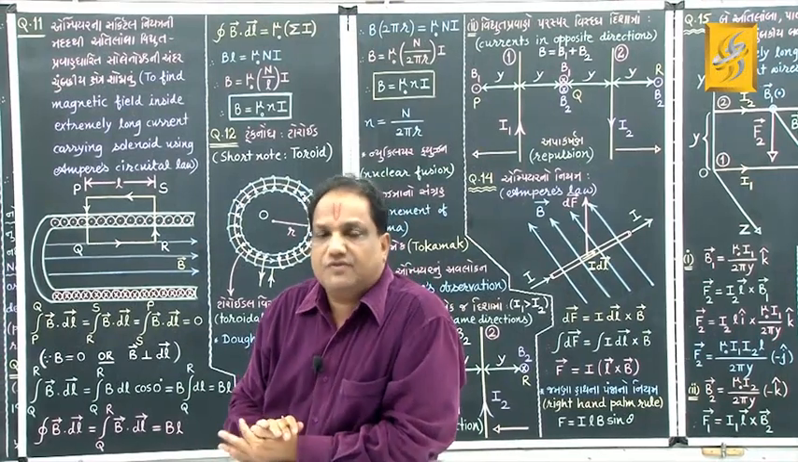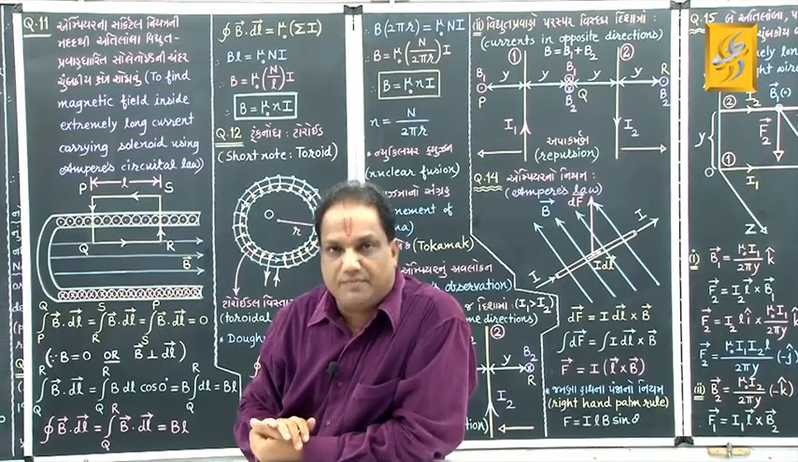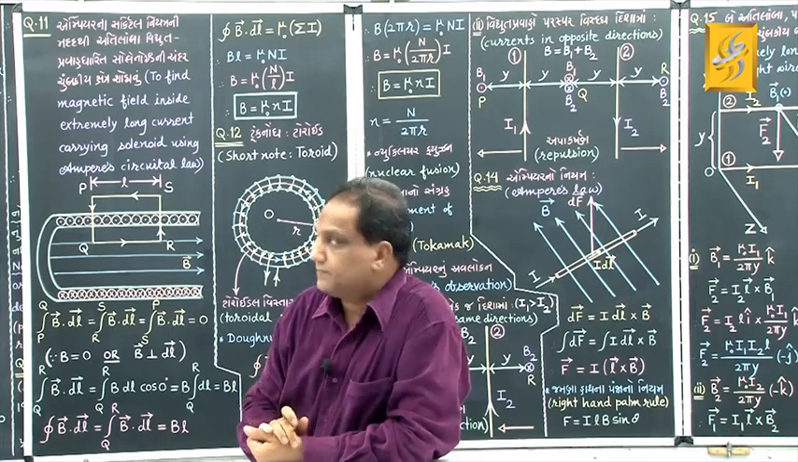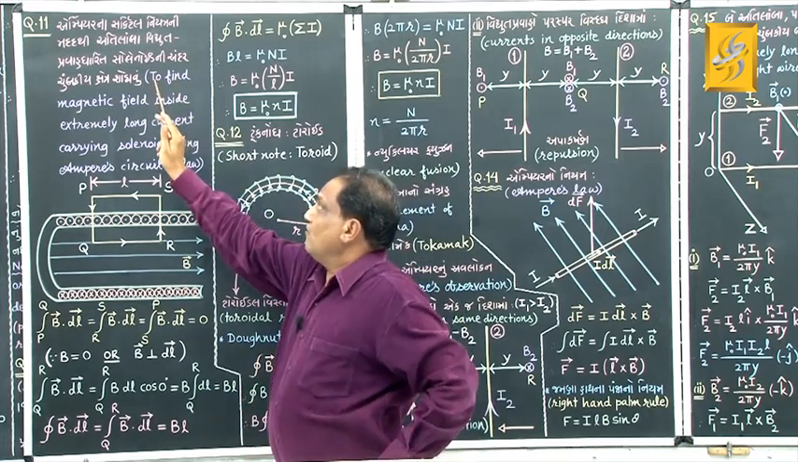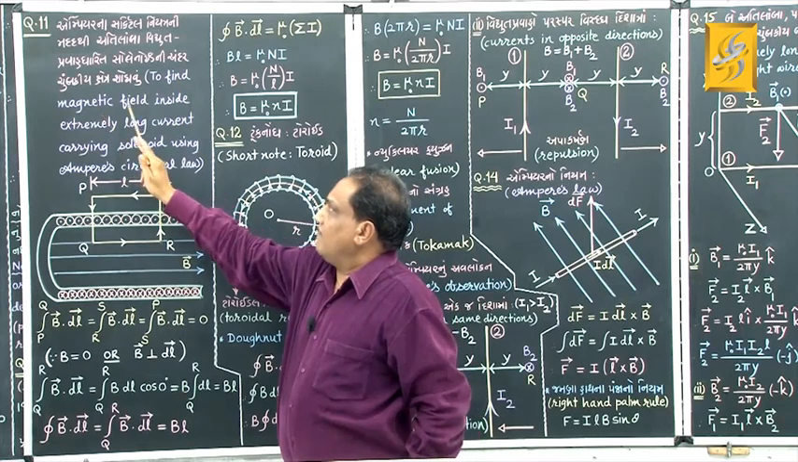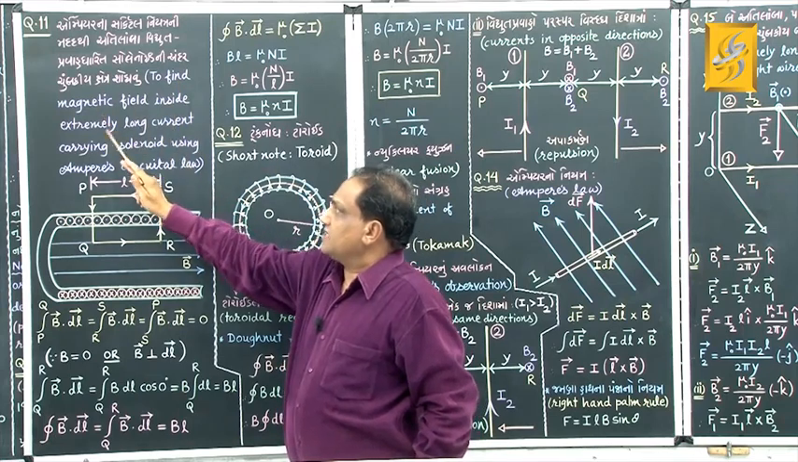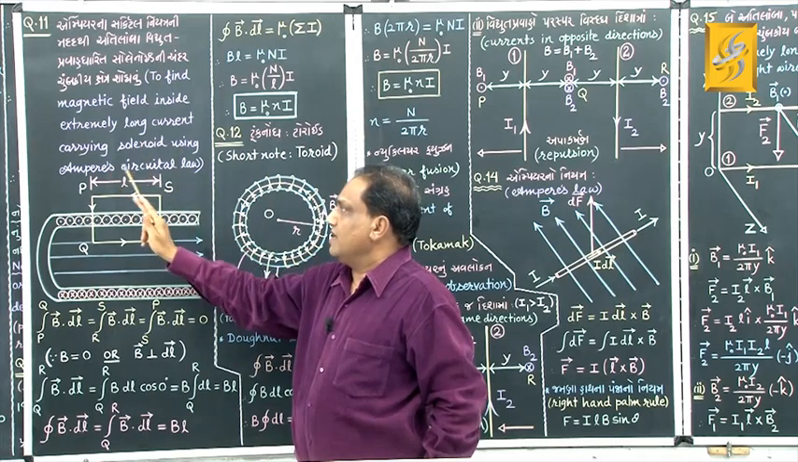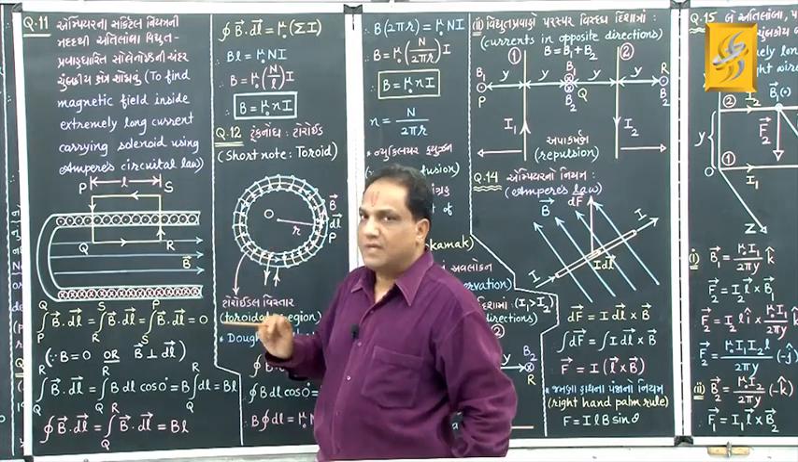Come on, my dears, we proceed further in chapter number 4. We now go for question number 11. To find the magnetic field inside an extremely long current carrying solenoid using Ampere's circuital law.